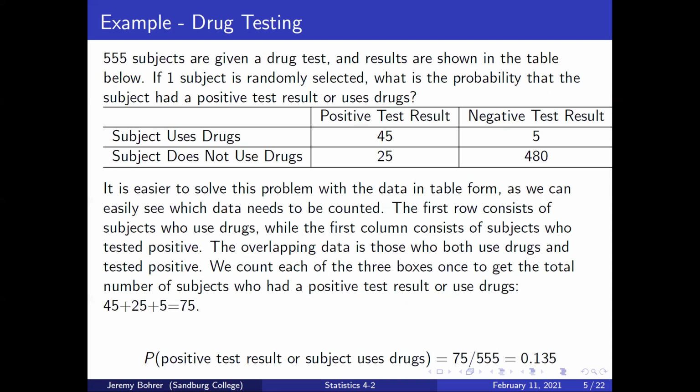It's easier to solve this problem with the data in table form, as we can easily see which data needs to be counted. The first row consists of subjects who use drugs, while the first column consists of subjects who tested positive. The overlapping data is those who both use drugs and tested positive. We count each of the three boxes once to get the total number of subjects who had a positive test result or used drugs. 45 plus 25 plus 5 equals 75. So the probability of a positive test result or that the subject uses drugs is 75 over 555, or 0.135.